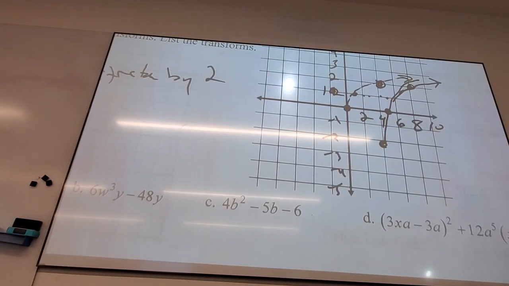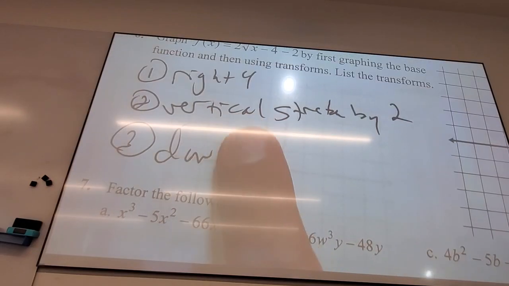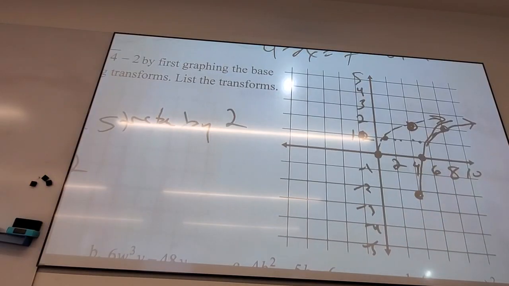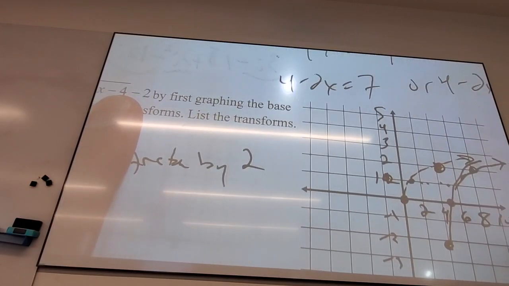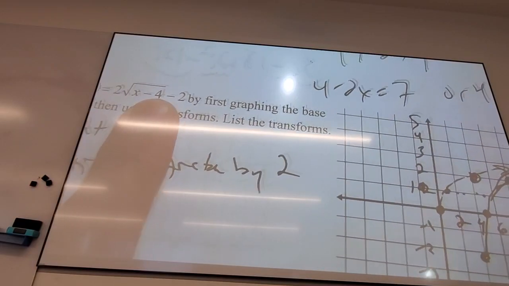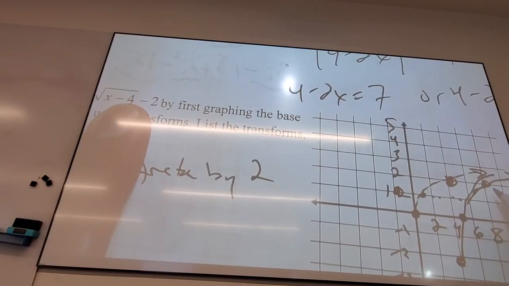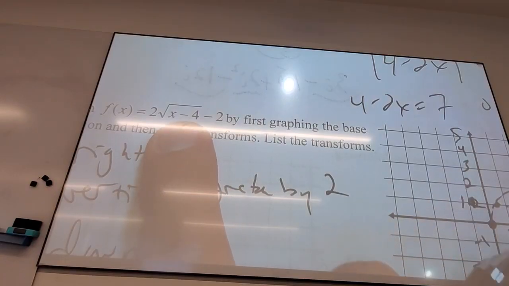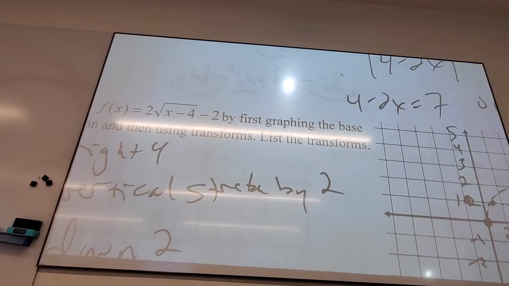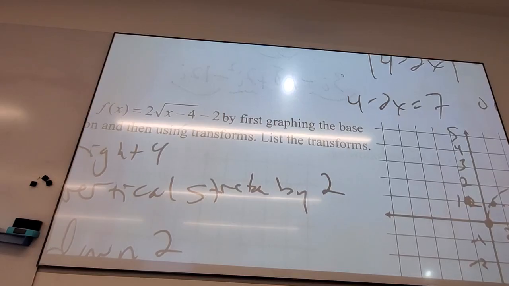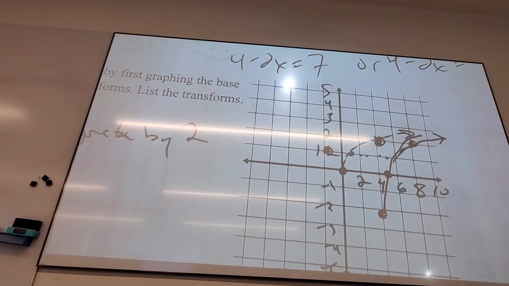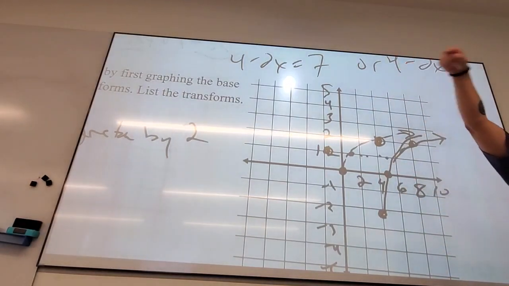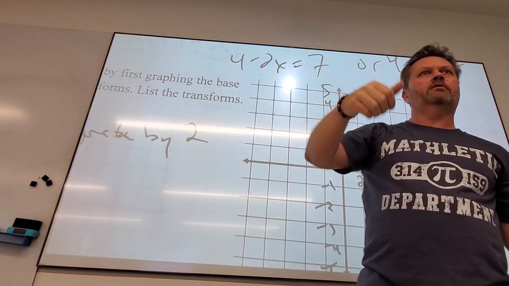Is that better? Okay. List the transforms, graph the base function, move each point, regraph. How do I check myself? If I plug an 8 into this, what should I get out? 8 minus 4 is 4, square root of 4 is 2, times 2 is 4, minus 2 is 2. Yay! So you can check your answer by picking a point that your new function goes through. Make sure it works. It's supposed to. That is supposed to be the graph of the function, so every point it goes through better work.